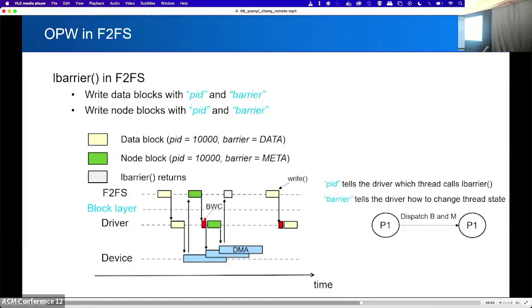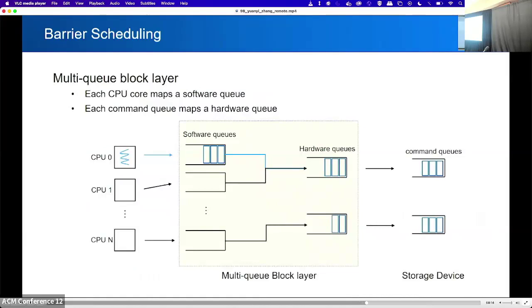However, I just ignored block here, which may lead that node blocks arrive at driver ahead of data block. To solve it, we propose barrier scheduling to achieve in-order processing in multi-queue block layer. Assuming the thread runs on CPU 0 at the beginning and writes data block, but a context switch occurs. The kernel rescheduled the thread to run on CPU N, and the thread continues to write node block. This leads that the node block enters a different hardware queue, so the node block and the BWC may be transferred earlier than data block.